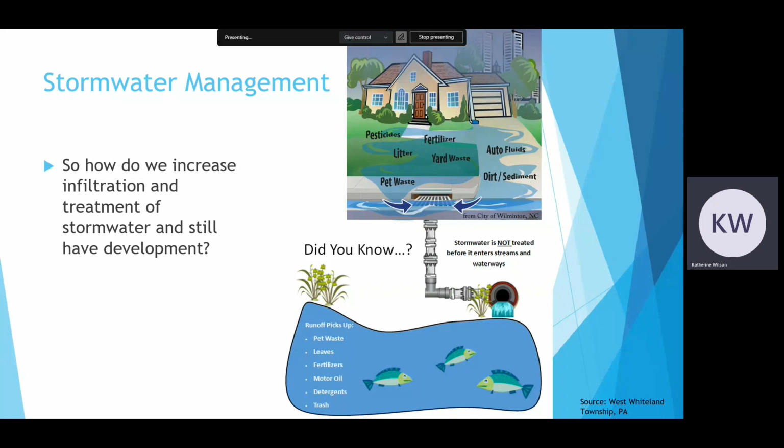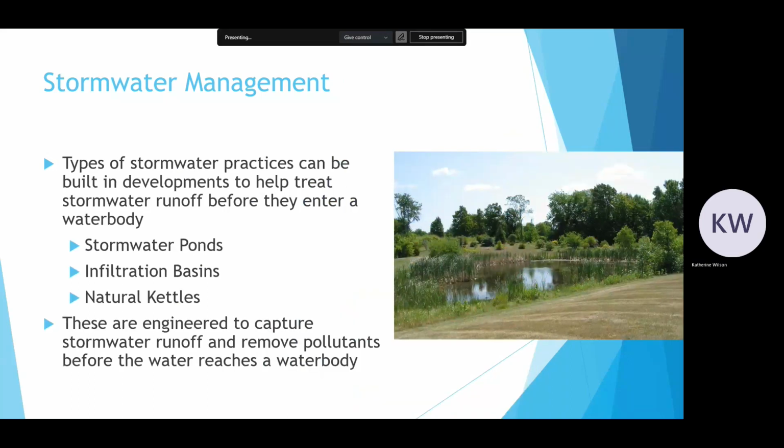So how do we increase infiltration and treatment of stormwater runoff and still have development? It is through stormwater management and the practices that promote infiltration to capture and treat stormwater runoff. There are typically two types of stormwater practices that are utilized in developments to help treat stormwater runoff before it enters our water bodies. Let us examine how these function and why a development would choose one over the other.